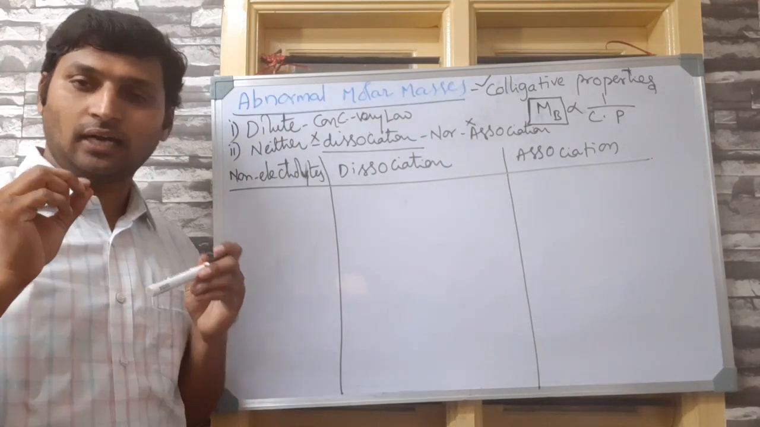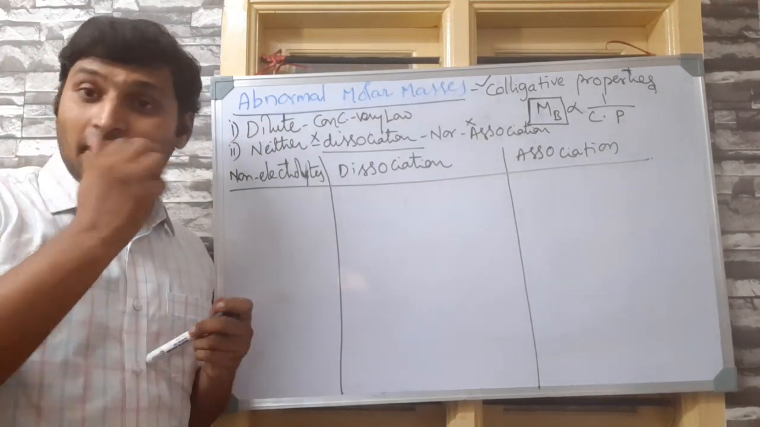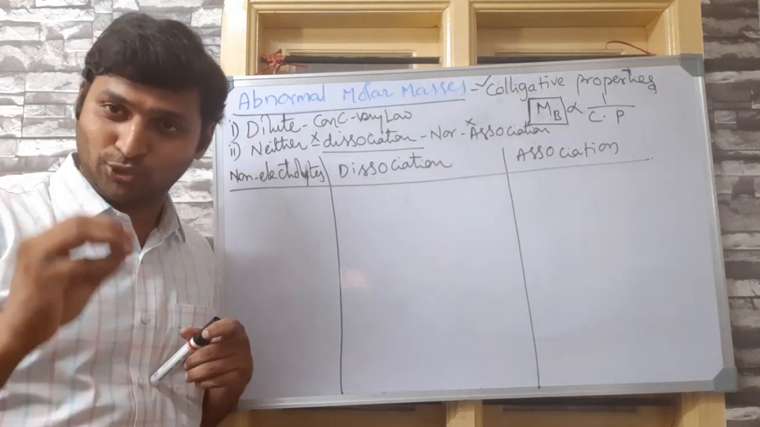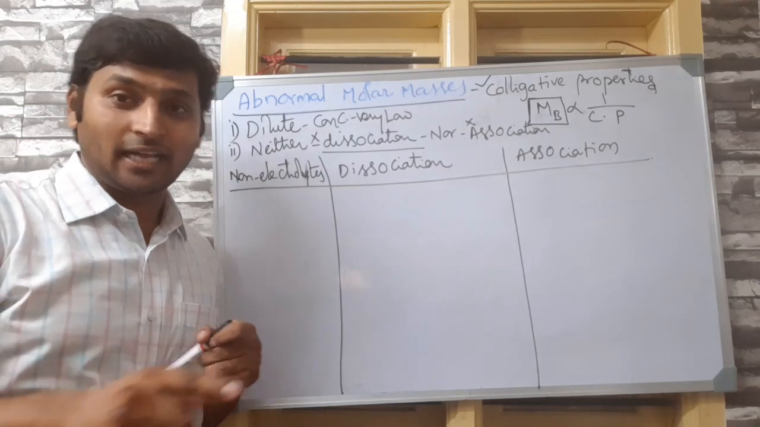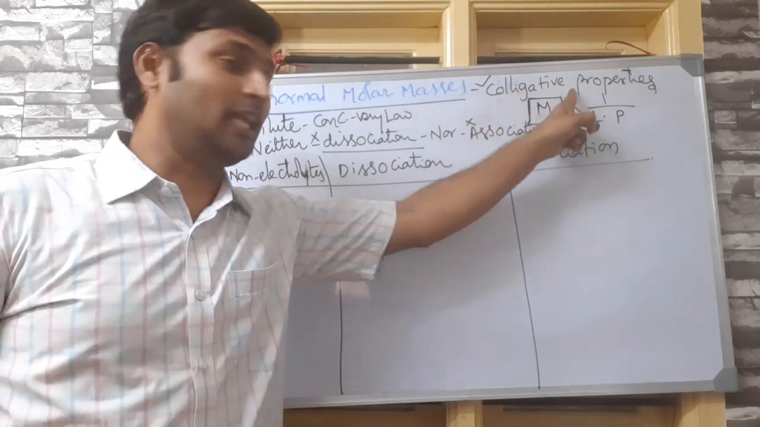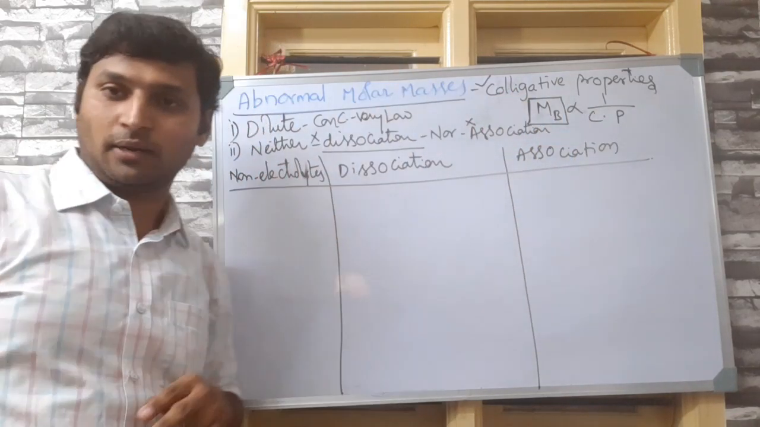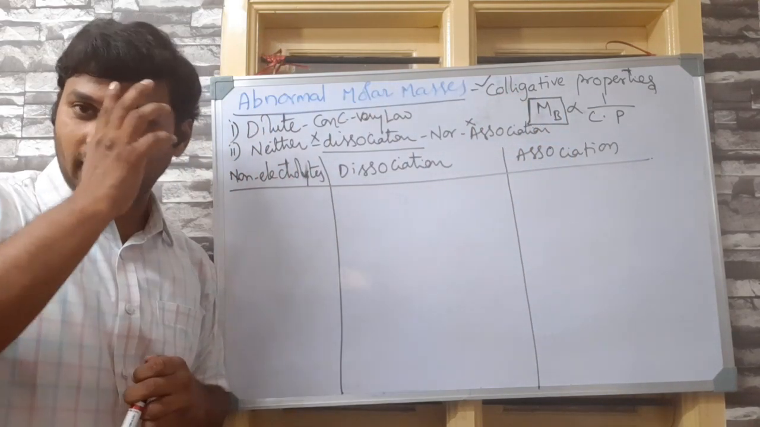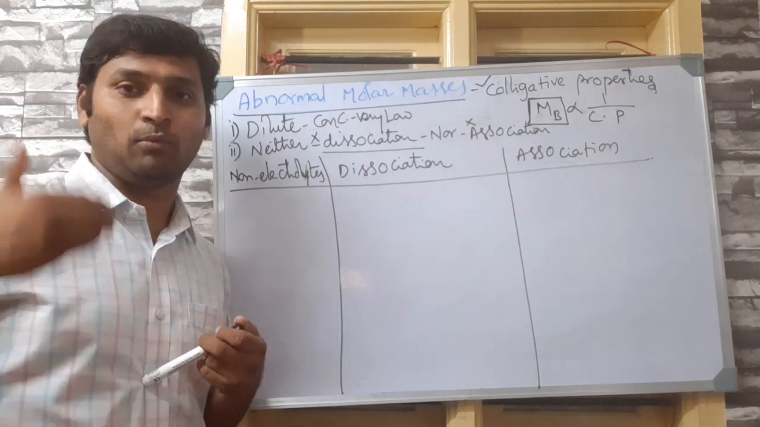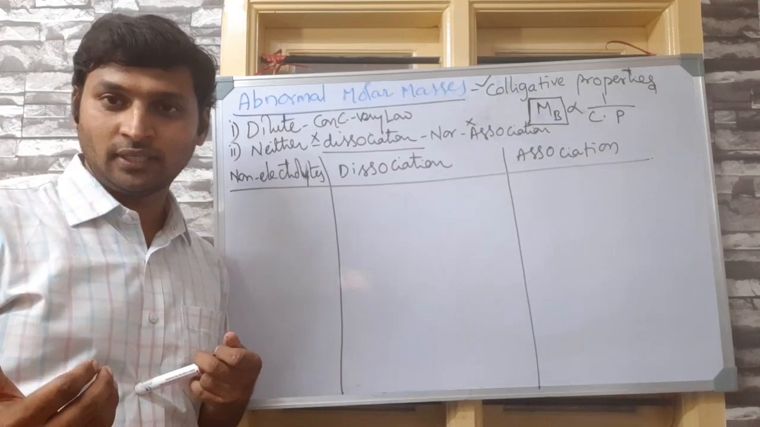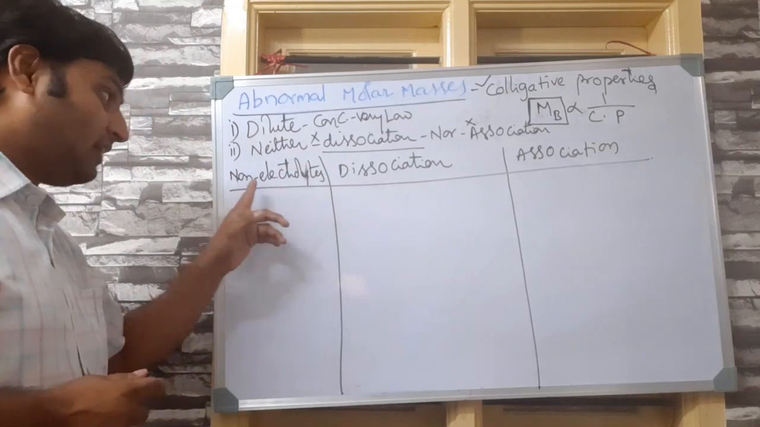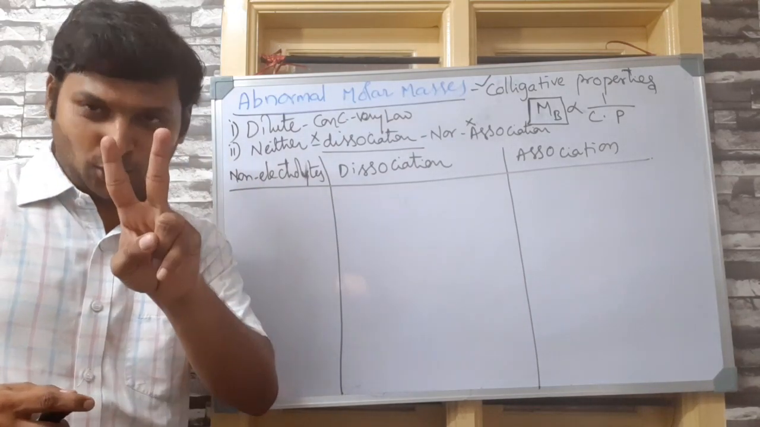So, I repeat, I am taking any non-volatile solid solute, preparing a dilute solution, and determining the molar mass of that solute after determining the colligative property and relating it with the molar mass. Through determination of colligative property, if I am calculating the molar mass of that solute, then we have got three categories. At the outset, I can say two categories.